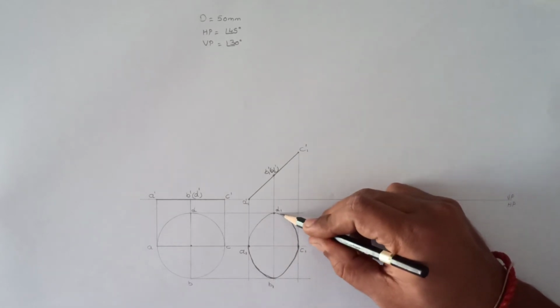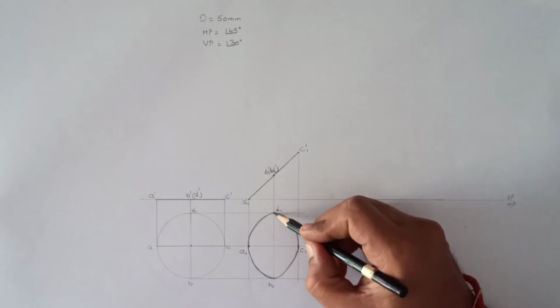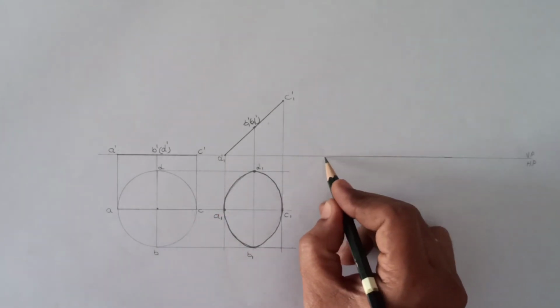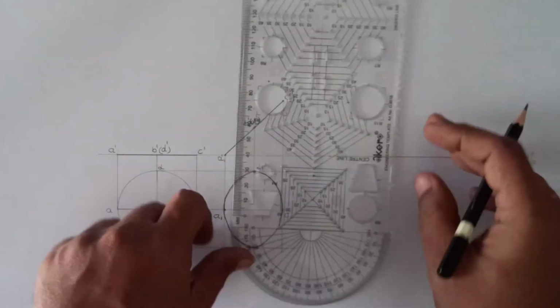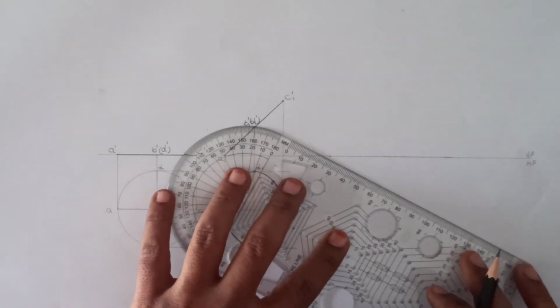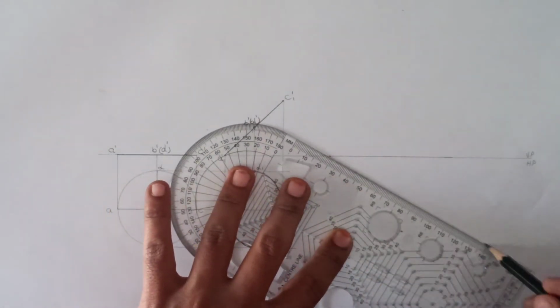Now we have obtained the new front view and top view when the surface of the plane is inclined to the horizontal plane at 45 degrees. Then next we will consider the vertical plane angle. Here the vertical plane angle given is taken on the vertical plane, that is 30 degrees. For this 30 degrees we will draw a line.